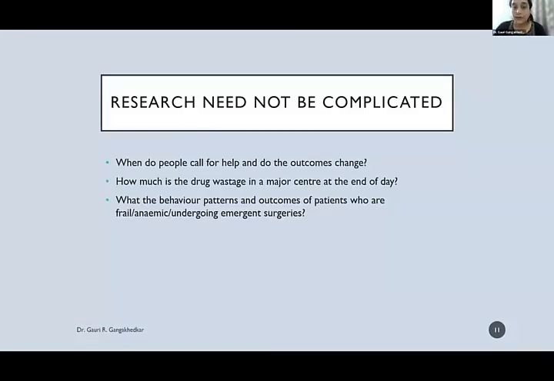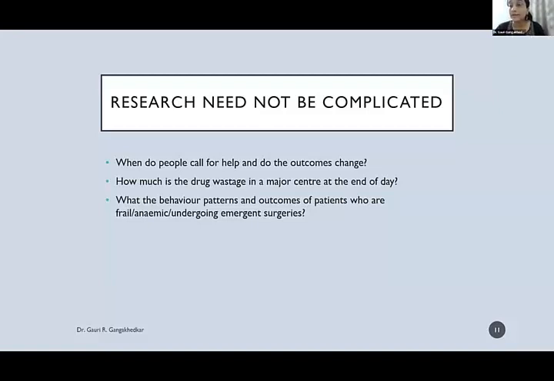Like, when do people call for help? And do the outcomes change if help is called for? Such a simple thing, right? It's a very, very simple thing. Do you call for help? Obviously, everybody calls for help when something goes wrong. But do the outcomes change? What has to happen for somebody to call for help?